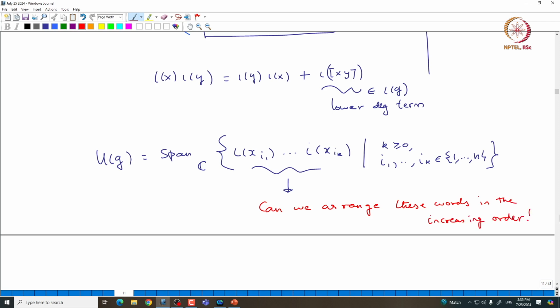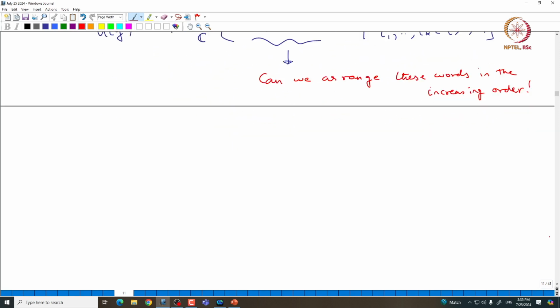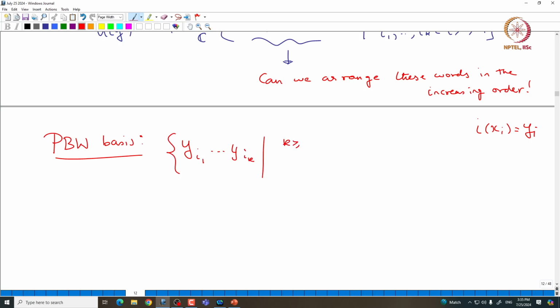Okay. And the Poincare-Birkhoff-Witt theorem says that it can be done, and that will again give you a basis for your UG. Okay. So, here is the PBW type basis. You can always take iota of xi; let us call iota of xi to be yi. Okay. Then you can take the products yi1 through yik, where k is greater than or equal to 0 and i1 through ik all come from 1 to n.